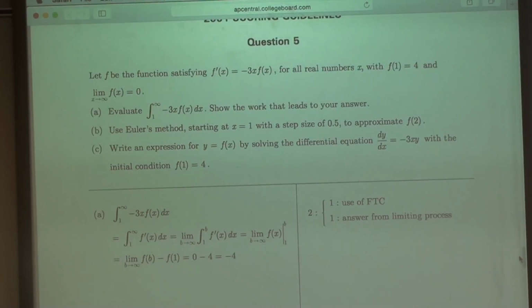Wait, x equals 1. Oh, because you know f of 1 is 4.